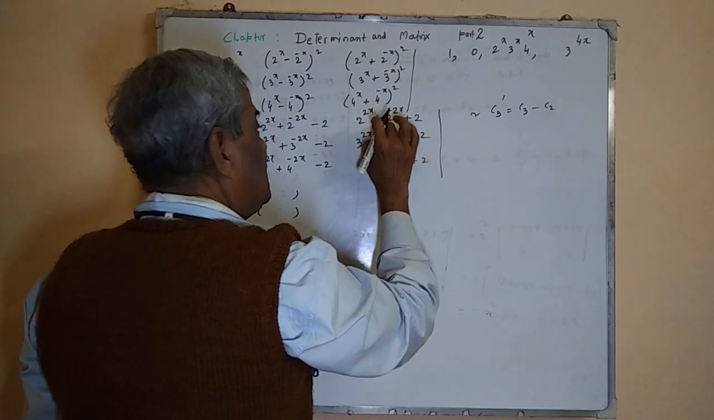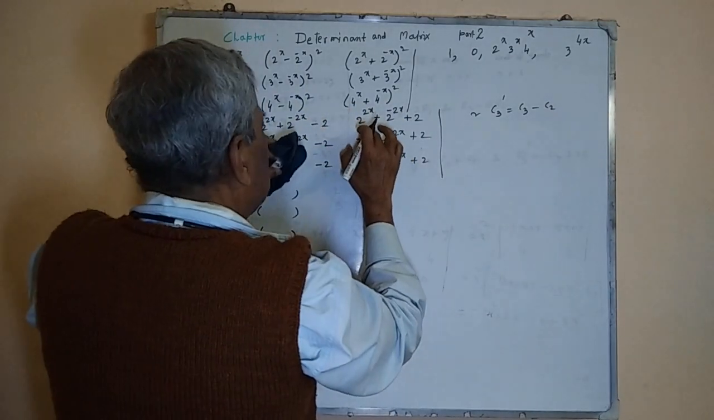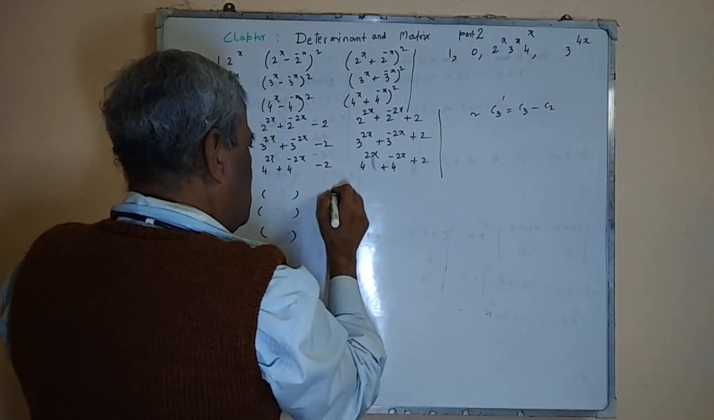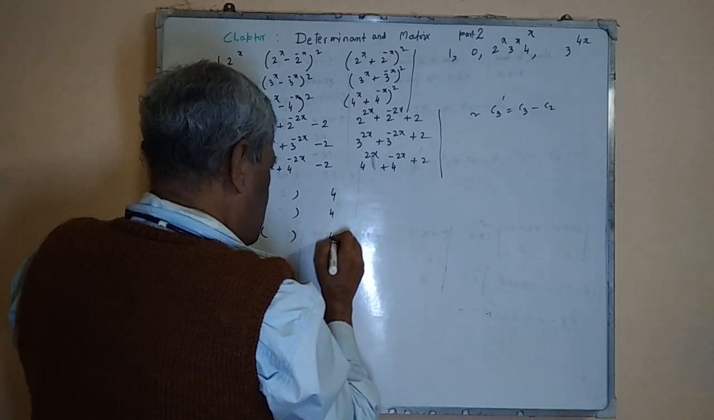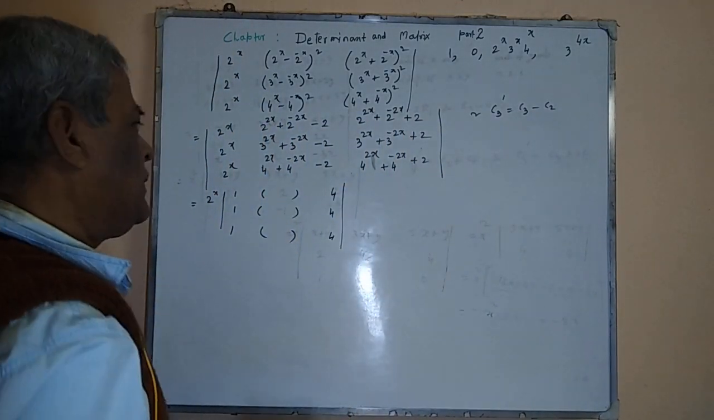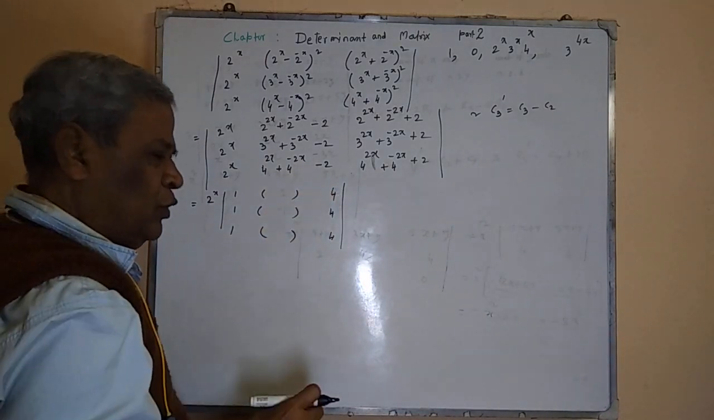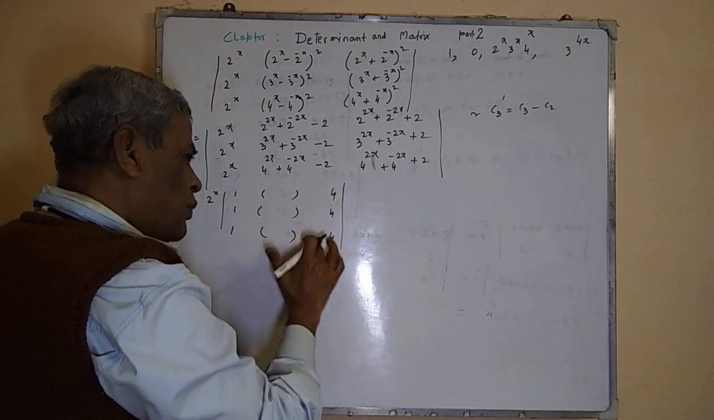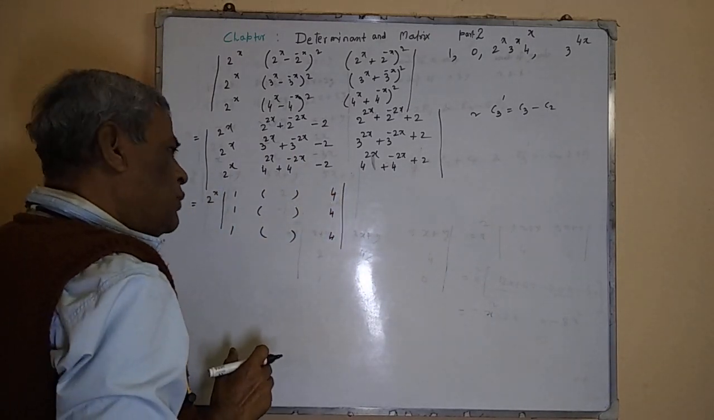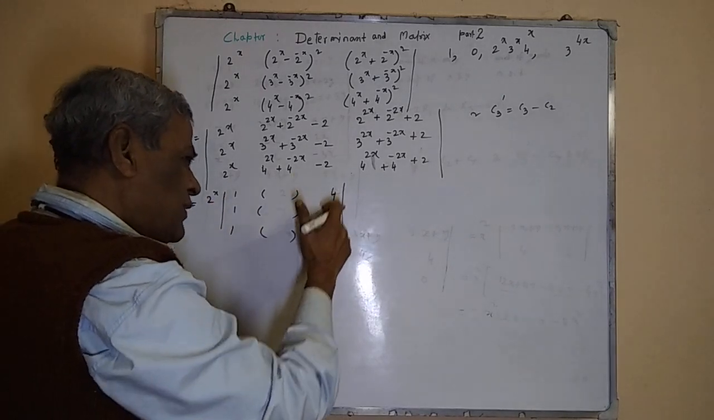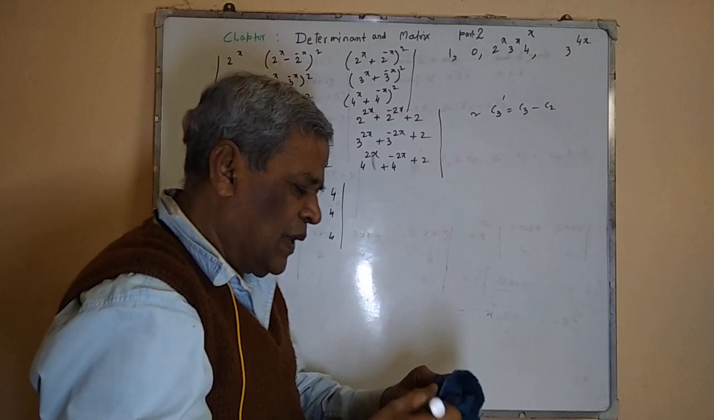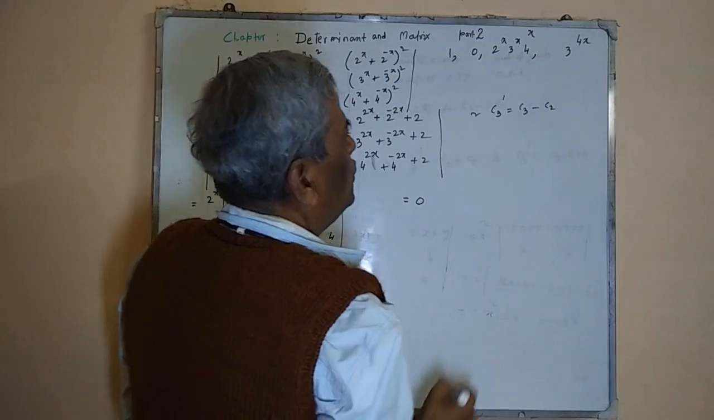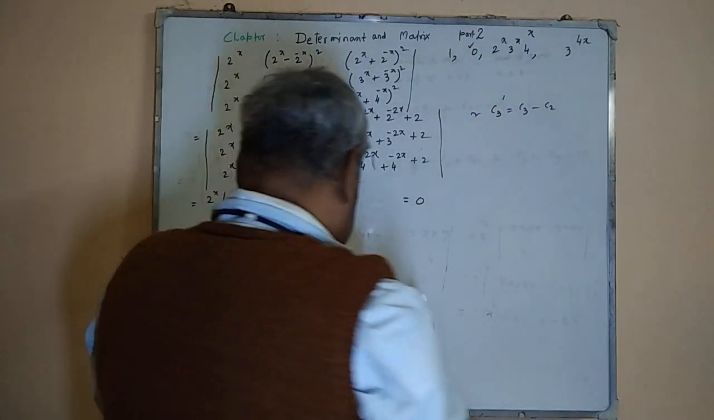And C3 dash is C3 minus C2. So this term cancels, this term cancels. So 2 minus minus plus 2, so it is 4. This is 4. This is 4. Now from there 4 can be taken common. So after that this column becomes 1, 1, 1, and the first column is already 1, 1, 1. This is 1, 1, 1, this is also 1, 1, 1. So two columns are identical, so the value of the determinant is 0. So our second option is correct.